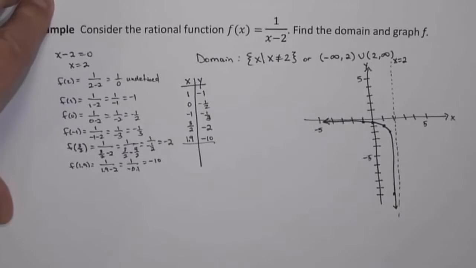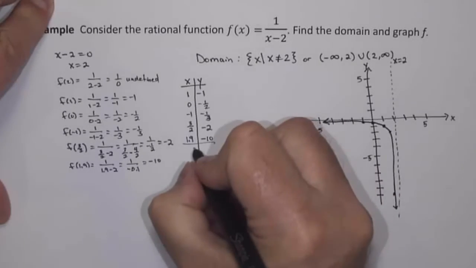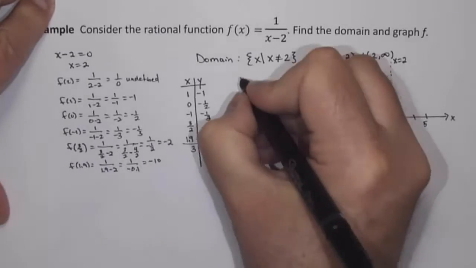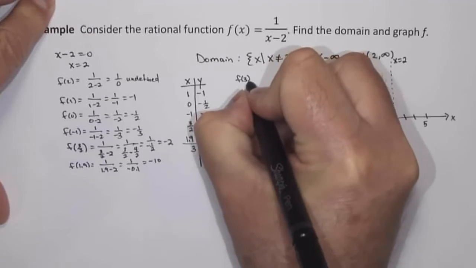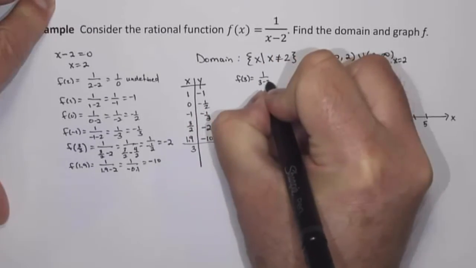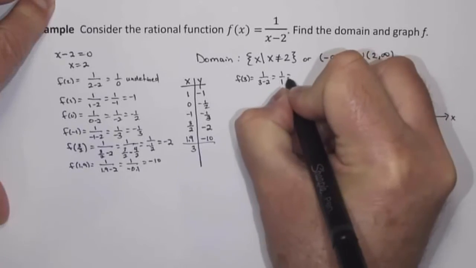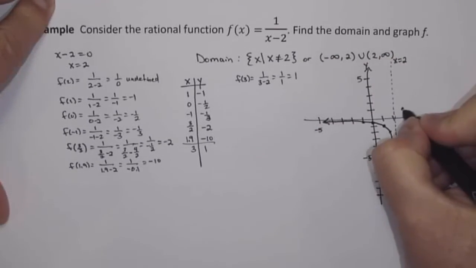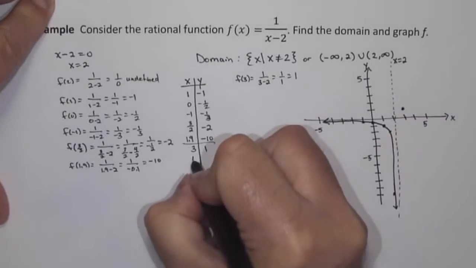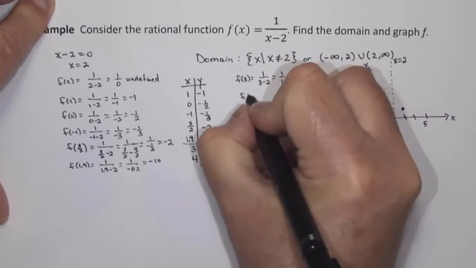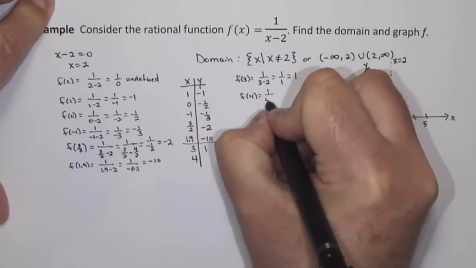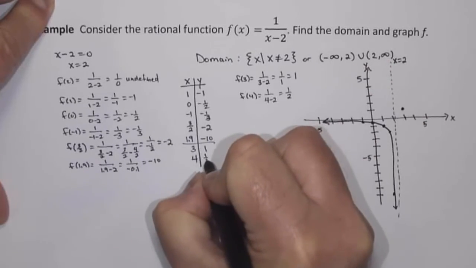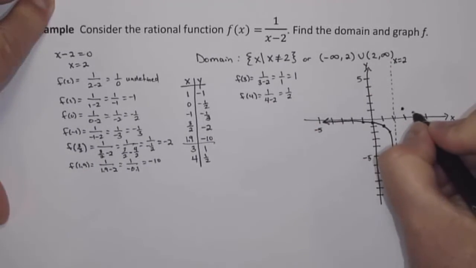What if I substitute in values bigger than 2? Like what if I substitute in the value 3? Well, if I substitute in the value 3, let's do this over here. F of 3 would be 1 over 3 minus 2, which would be 1 over 1, which would be 1. So I get the point (3, 1), which would be here. What if I substitute in the value 4? Well, f of 4 would be 1 over 4 minus 2. And 4 minus 2 is 2, so that's 1 half. So I have the point (4, 1 half).